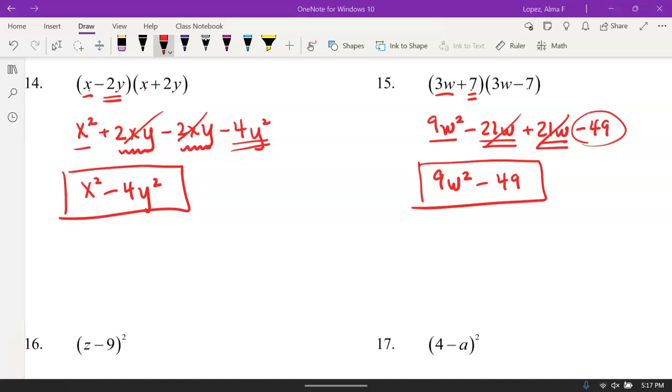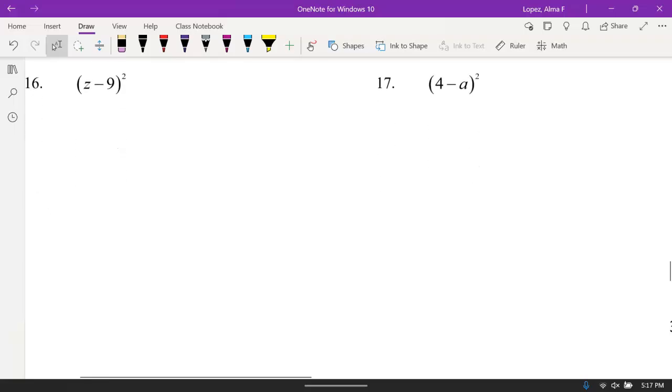All right, let's finish up these polynomials. On number 16, what does it mean? When we looked at exponents, we found that when you have something, and this is a binomial now, raised to the second power, with a regular exponent, it meant you had two of them. It means exactly the same thing when you're dealing with binomials or polynomials.